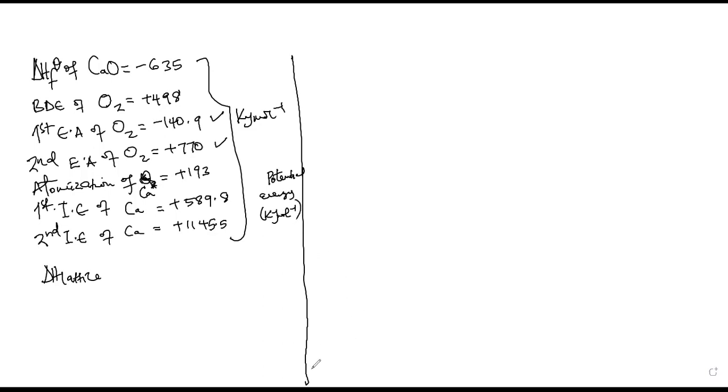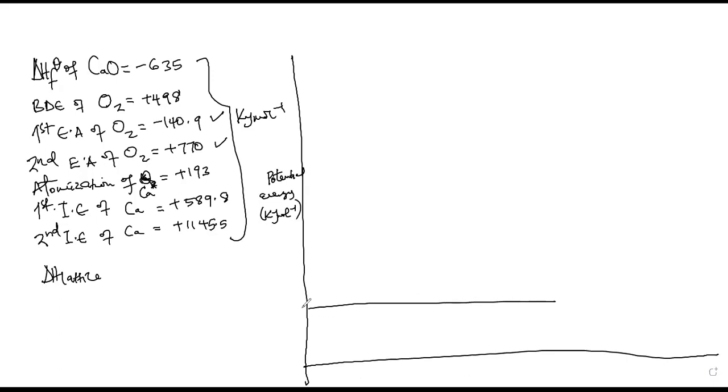And we shall have 0, for we have some negative values. And here we shall have the enthalpy of formation of calcium oxide, and this was given as negative 635. Then after this, we are given the atomization energy.